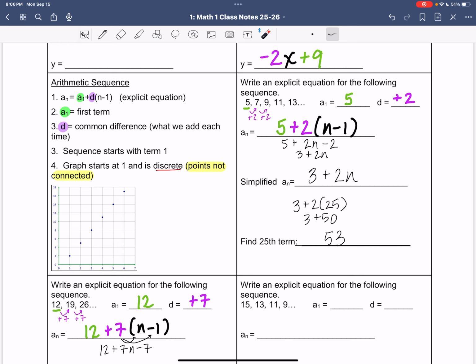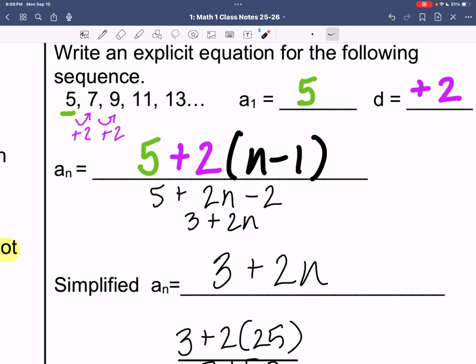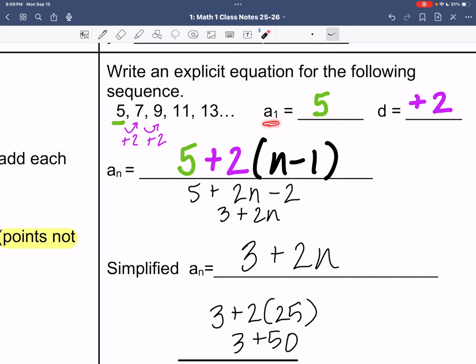So to write an explicit equation, here's what you do. You have to figure out what the first term is. So we said a sub 1 is your first term. So in this case, it's 5. Now we need to find the common difference. So the common difference is just how much you're adding or subtracting to get from one to the other. So to get from here to here, I'm adding 2. So if you notice, it's always adding 2. So the common difference is +2.